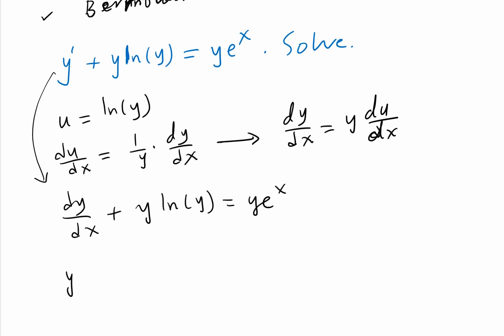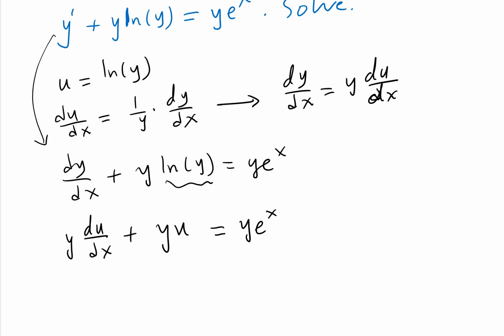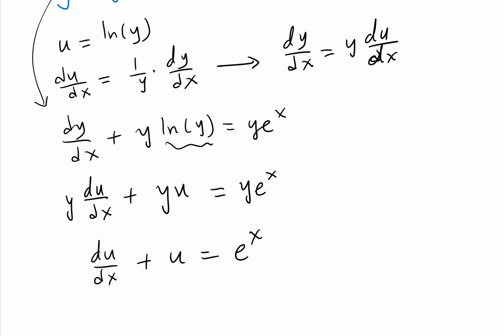This would give us y du/dx plus y u equals y e to the x. Now, one thing we can do is divide everything by y. You get du/dx plus u equals e to the x. So I was able to transform everything from y and x into u and x. Now the new form looks easier, right?